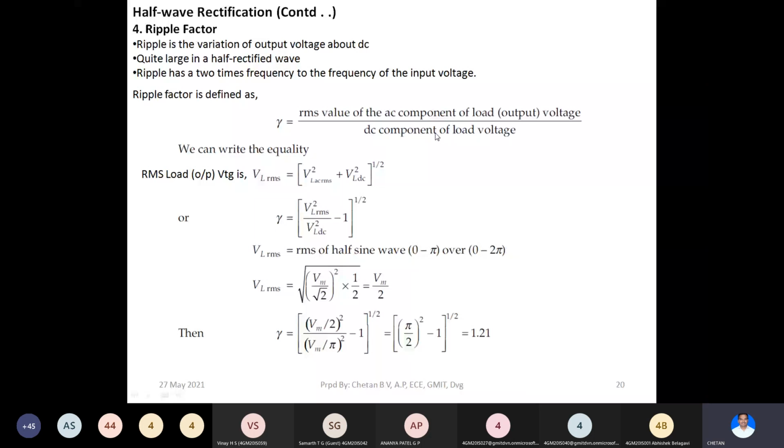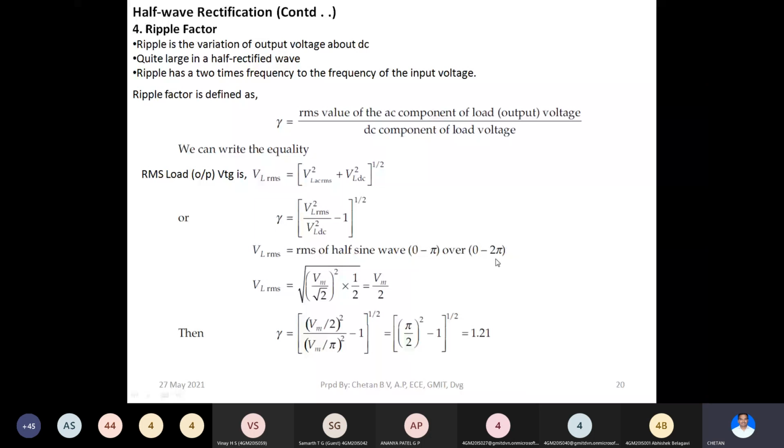Therefore, you will get this part minus the same VLDC by VLDC. Both will cancel out and you will get 1. So this is the formula. It is square root of 1 by 2 means square root of VLRMS square divided by VLDC square minus 1. And also you know that VLRMS is the RMS value of the half sine wave, that is from 0 to pi, because from pi to 2 pi we don't have any output in the waveform. Therefore we can consider only this much, right?